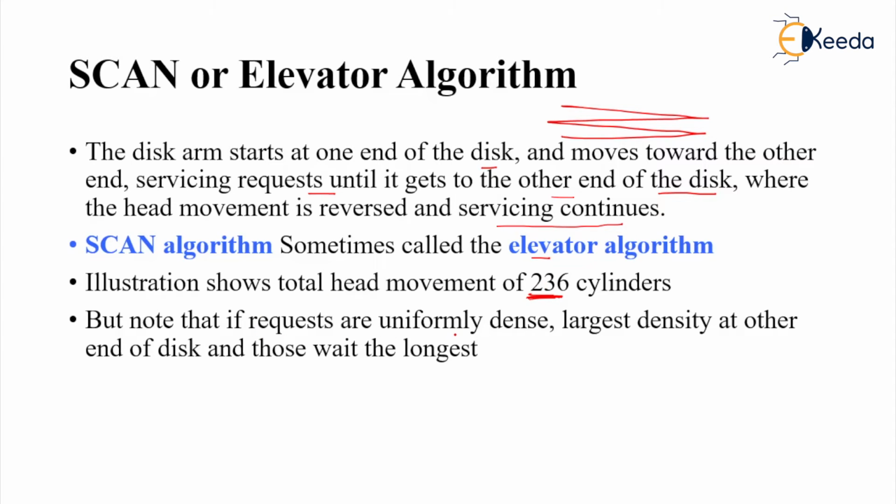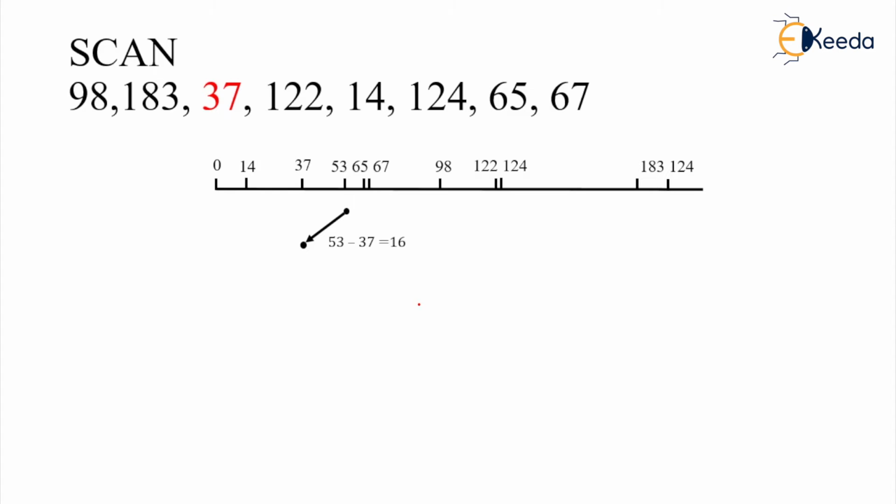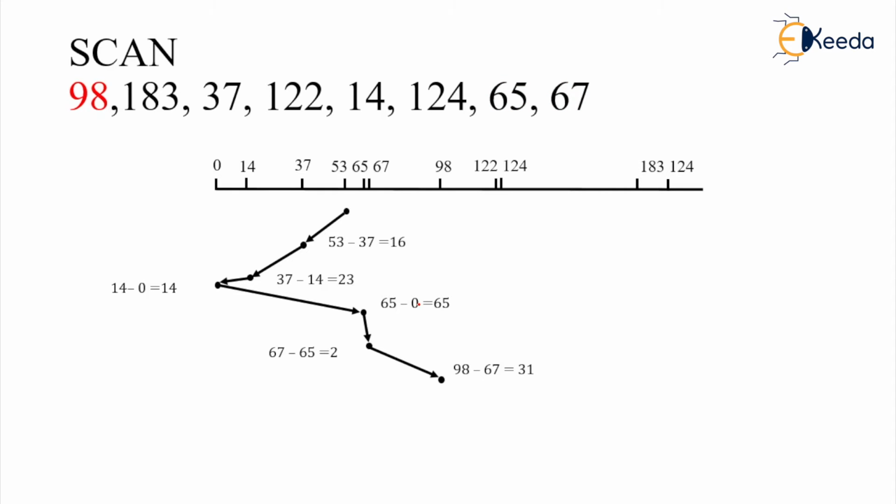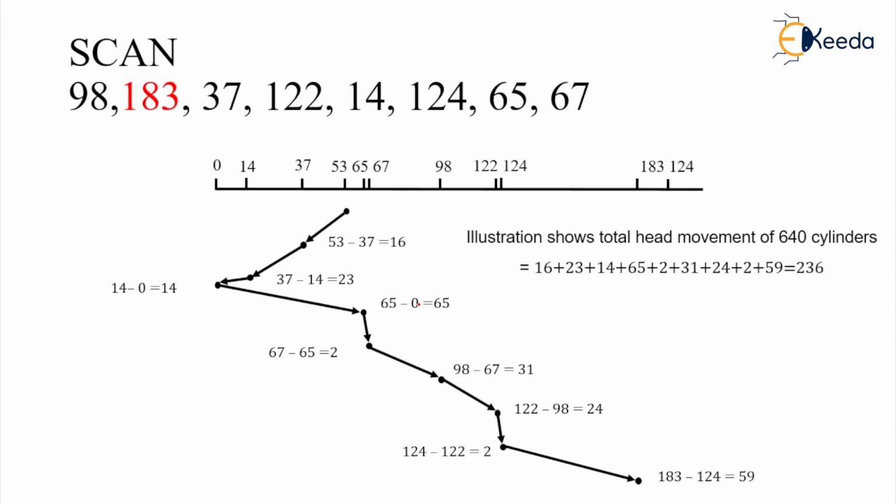Okay, and the illustration shows 236 cylinders. But note that if the requests are uniformly dense, the largest density will be at the end of the disk, and those requests wait for the longest. So we are moving to one end: 53 to 37, then 14, and then finally we reach 0, one end of the disk, moving toward the left. Then we move to 65, then 67, then 98, then 122, then 124, and finally 183.